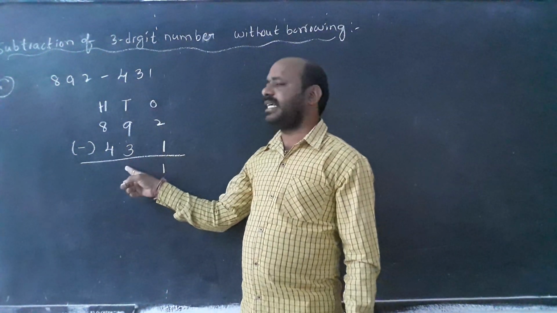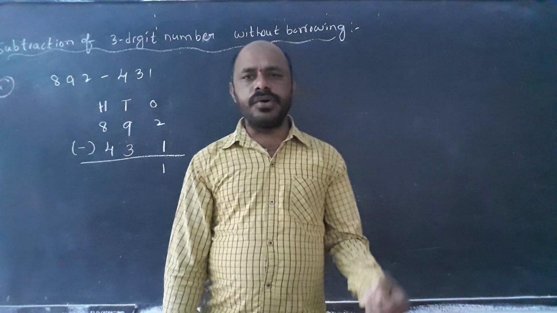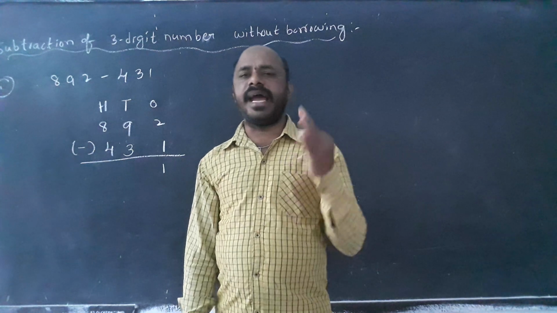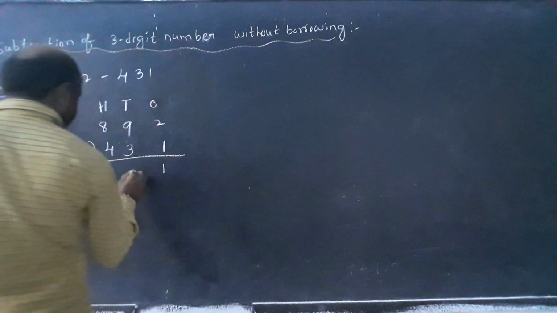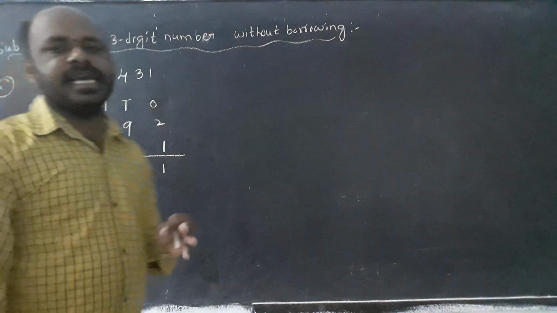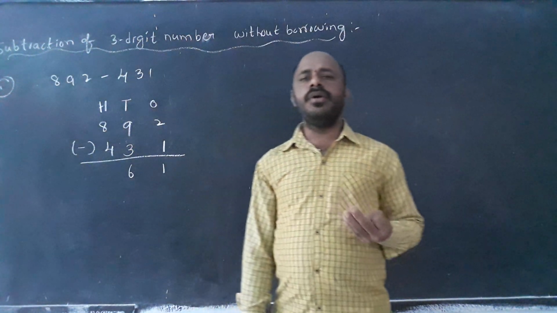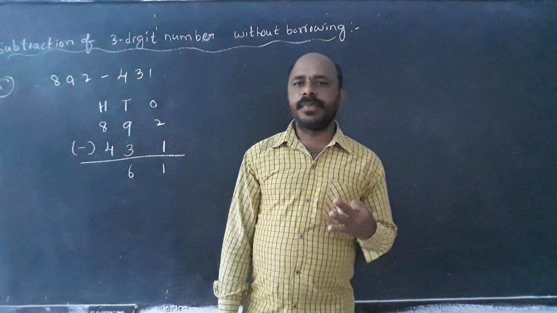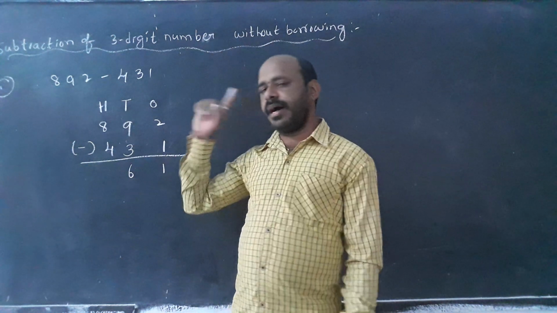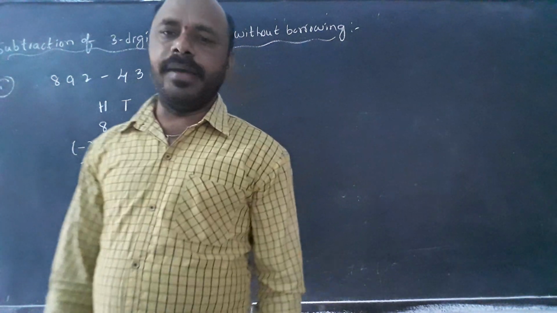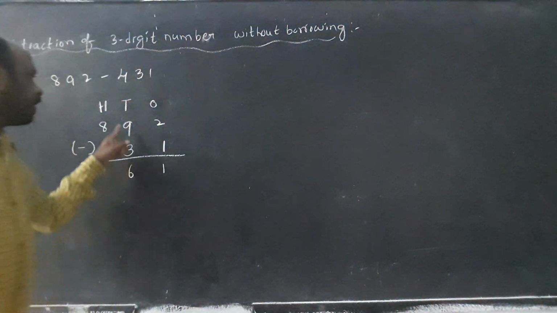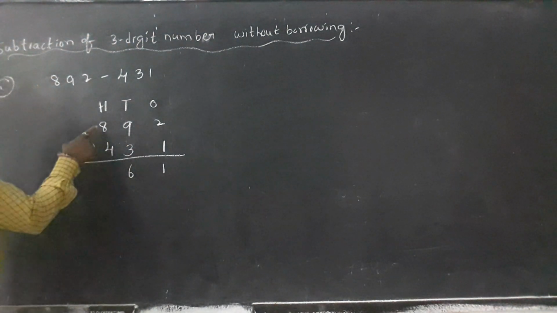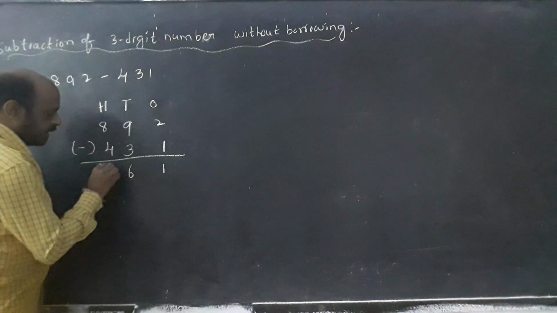Then 9 minus 3 is 6. If you don't know, go to 9 and take away 3 using fingers: 8, 7 and 6. The answer is 6. But since you are going to higher classes, finger counting will be neglected. Avoid finger counting and sharpen your brain. 9 minus 3 is 6. Then 8 minus 4 is 4.